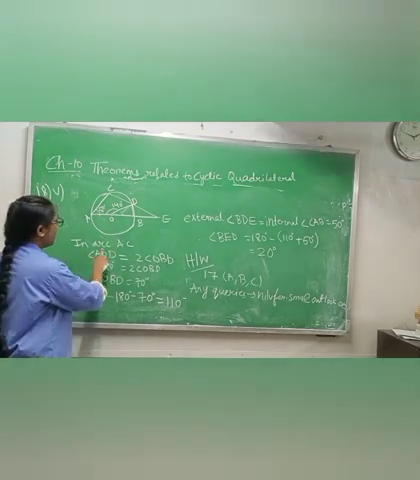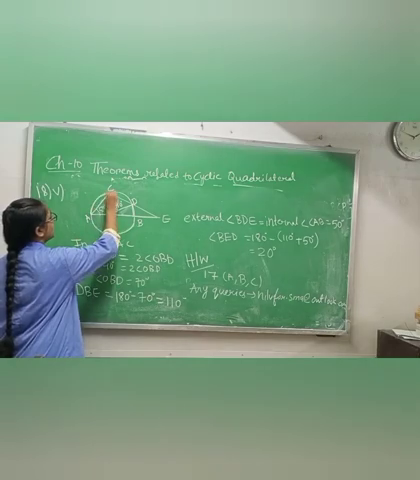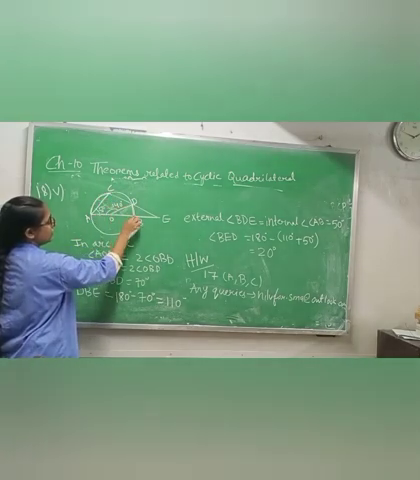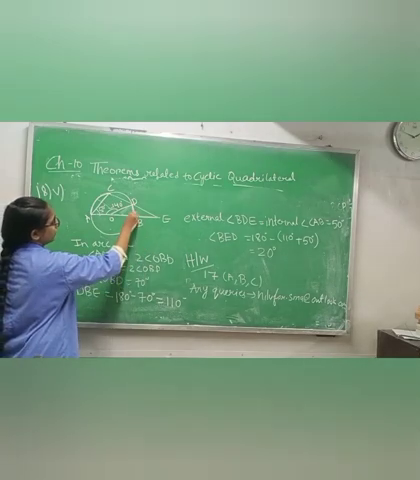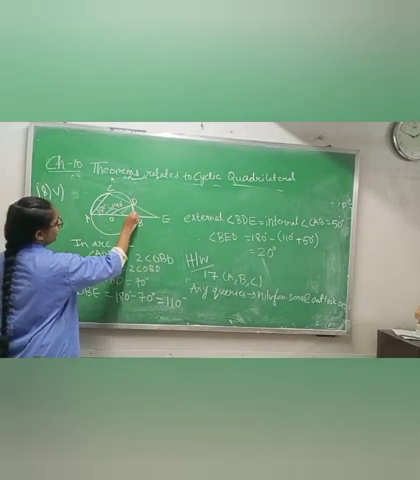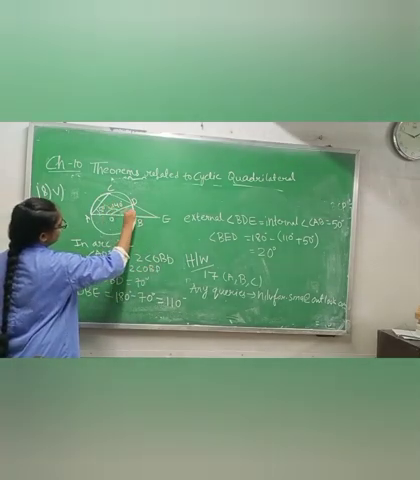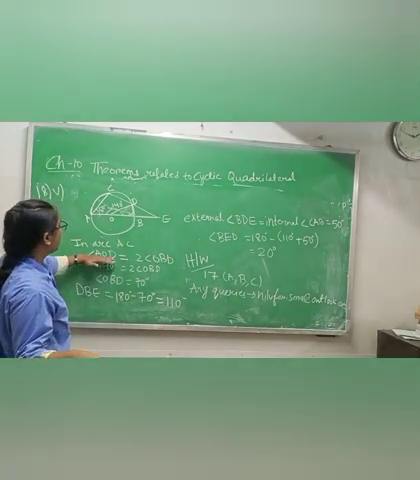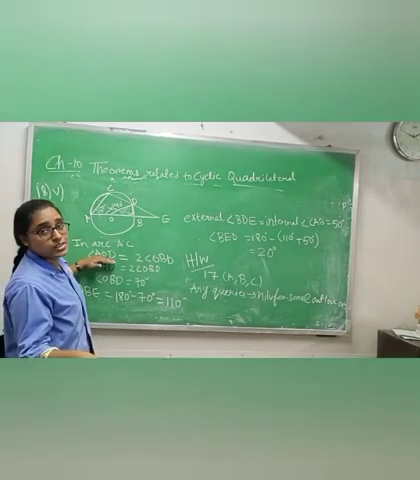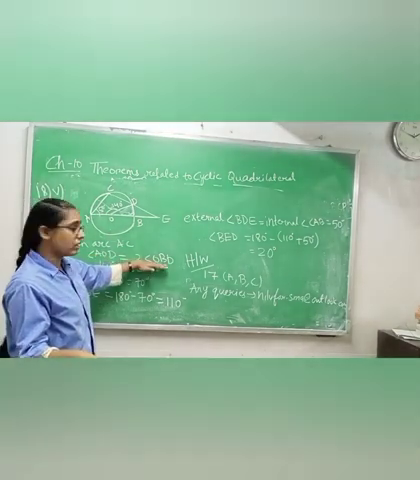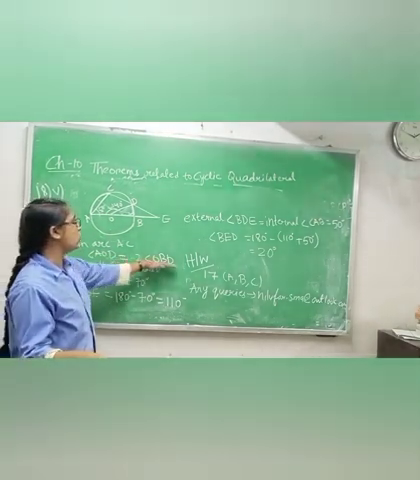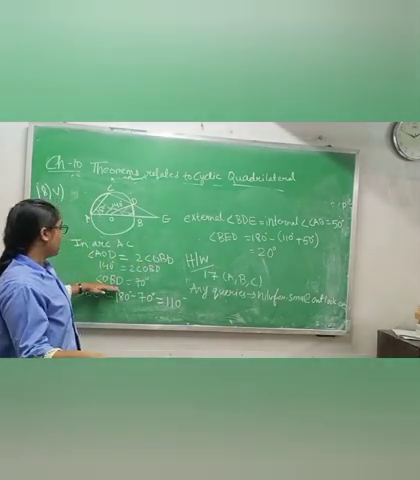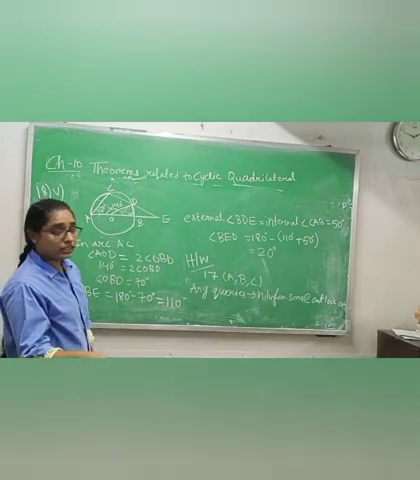Now in arc AC, in this arc, which one is the center angle? AOD is the center angle, and which one is the angle on the circle? OBD. This one is the center angle and this one is the angle on the circle. We know that the angle at the center is always double the angle on the circle. That is why AOD equals 2 angle OBD. AOD value we know is 140 degrees, so OBD I will get 70 degrees.